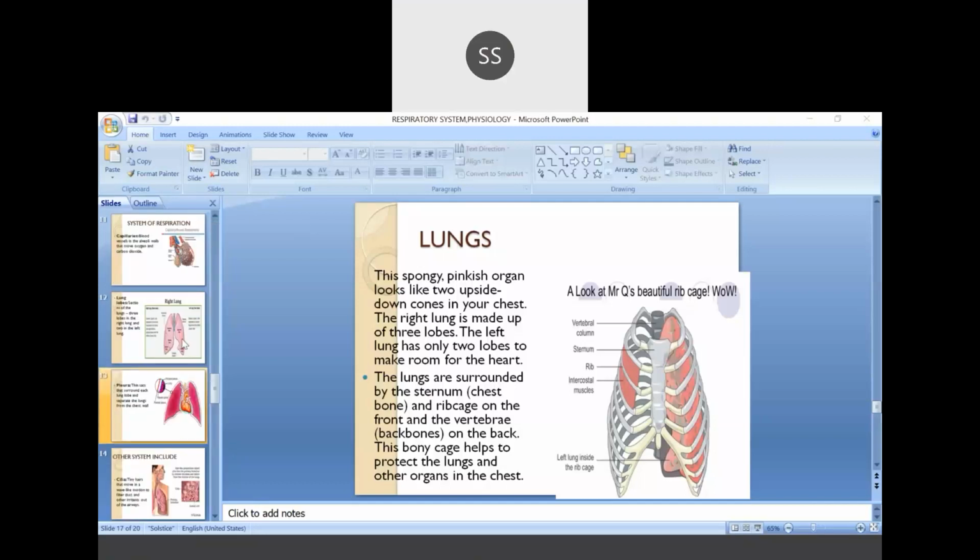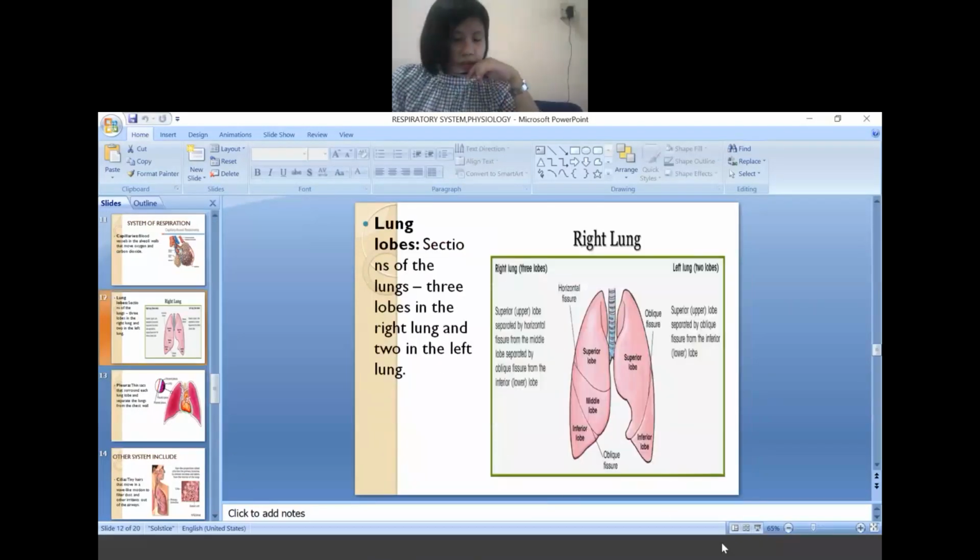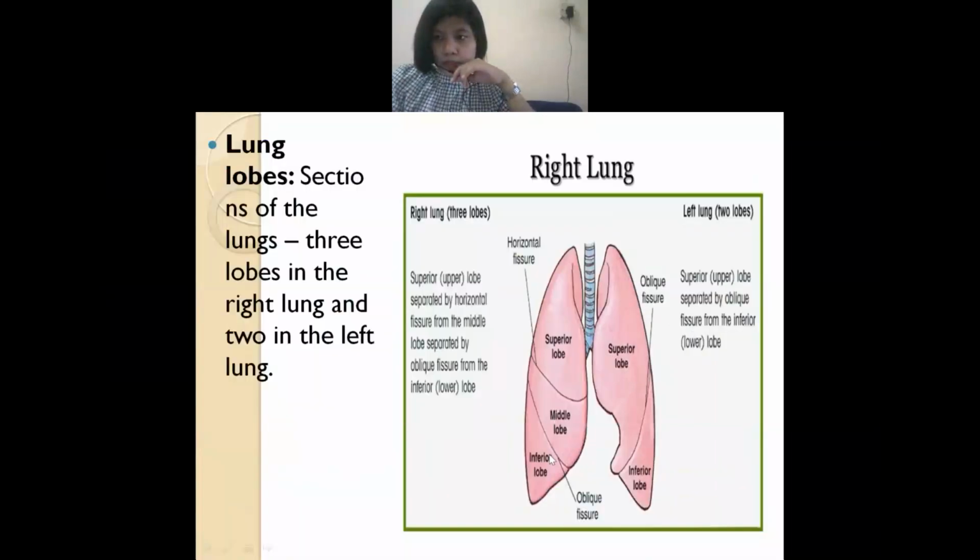What inferiors? What are you saying? Lobe. Wait. Can you all see the screen? Is it visible for all? Yes, ma'am. Can you see this? Superior lobe, middle lobe, inferior lobe. Not inferiors. I think you were saying inferiors.